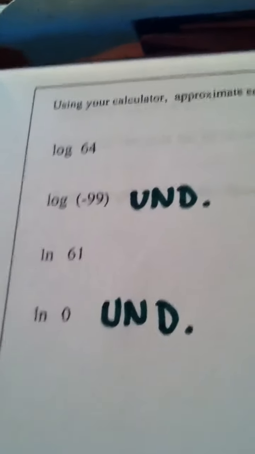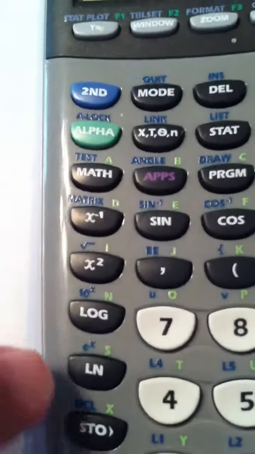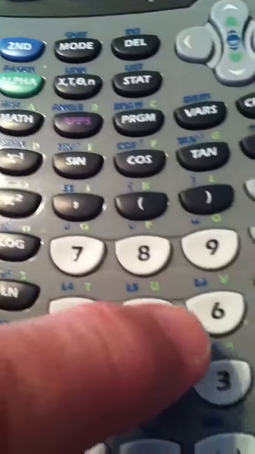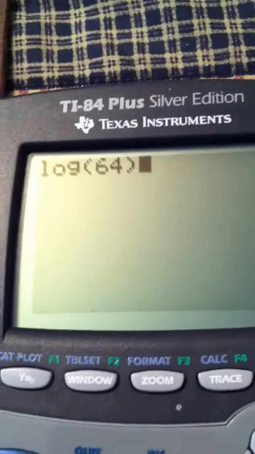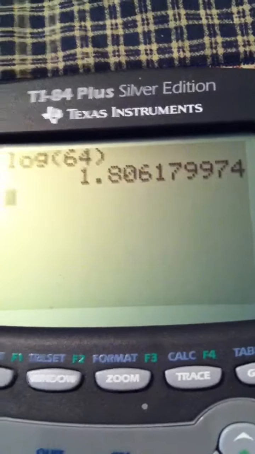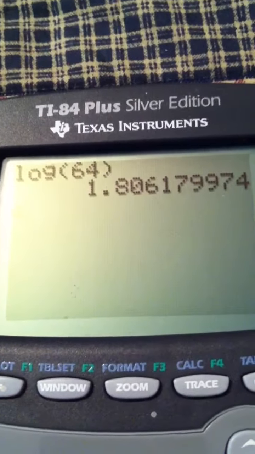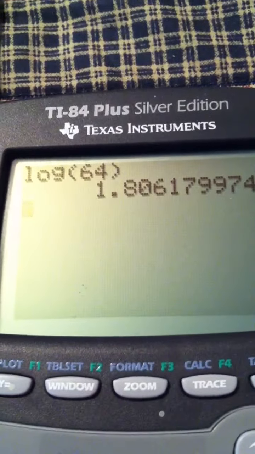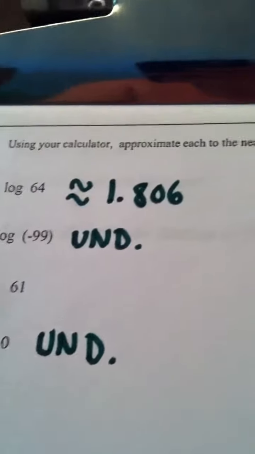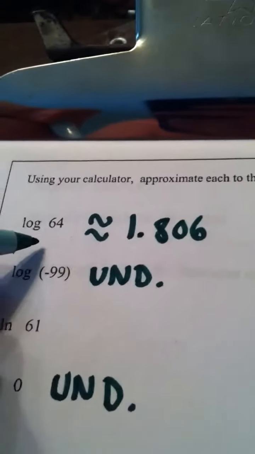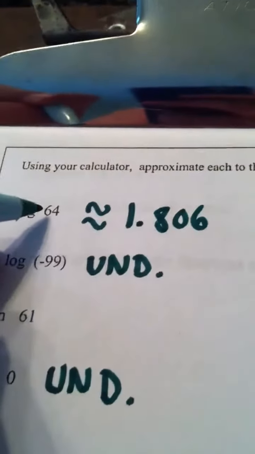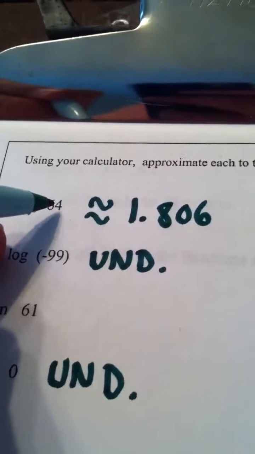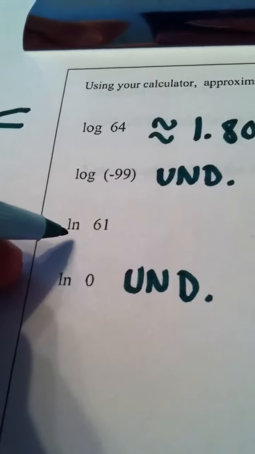We have the log of 64. So I go to my calculator. I push log 64, and I always close parens. And then I hit enter. And let's see, we're approximating to the nearest thousandth. So that would be approximately 1.806. Okay? So in other words, if I took 10 and raised it to the 1.806 power, roughly, I would almost get 64. Okay? This time it's the natural log function.